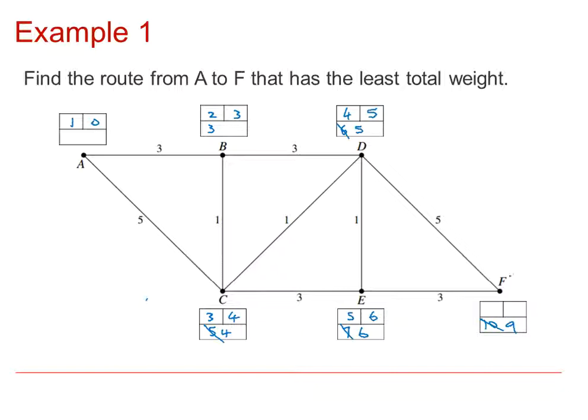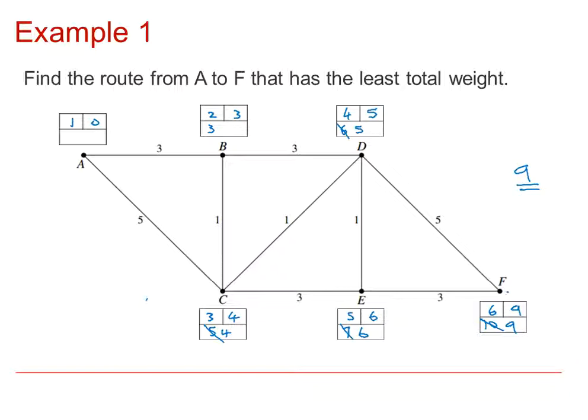The only temporary label I have now is 9 at F, so that becomes permanent. It's my 6th permanent label, and as soon as your destination becomes permanent, you can stop. So the route has a value of 9, so I know I can get there in 9 units. And the question is, how do we get there in 9?